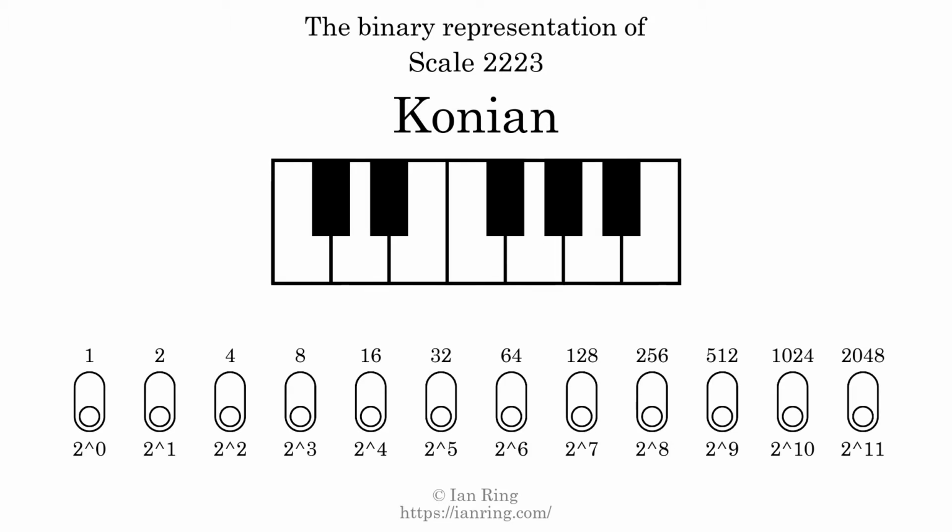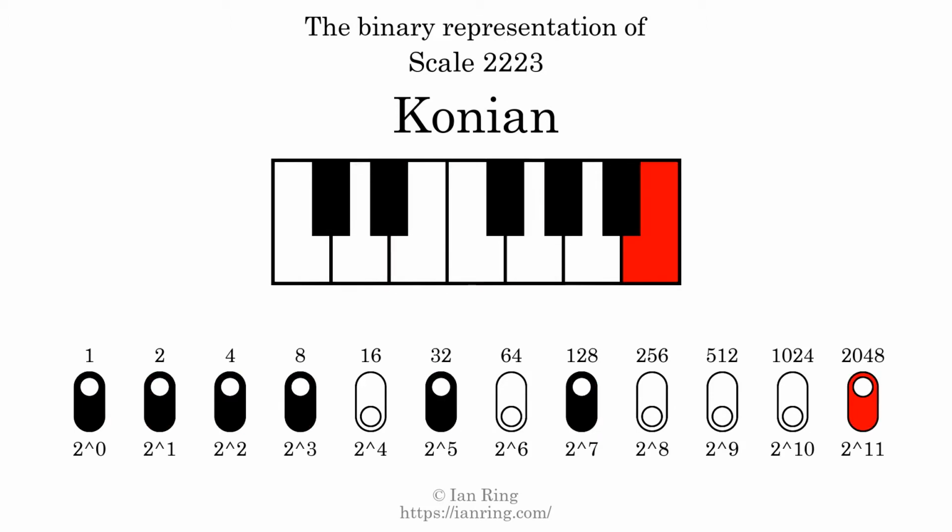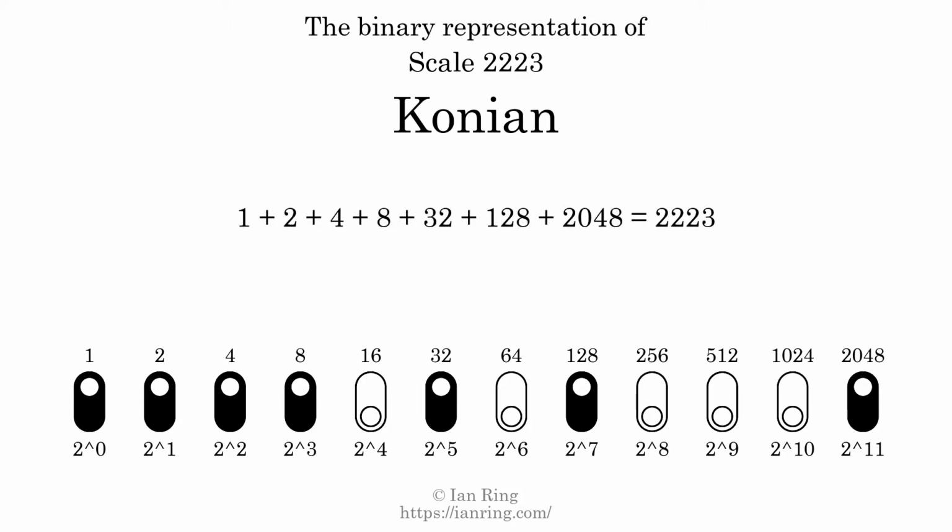The binary representation of this scale is determined by mapping tones of the scale to binary digits. Each binary digit represents a power of 2. To get the scale number, we add the powers of 2 together. The powers of 2 that are present in the scale, all added together, equals 2223. That is why the scale number, in decimal, is 2223.